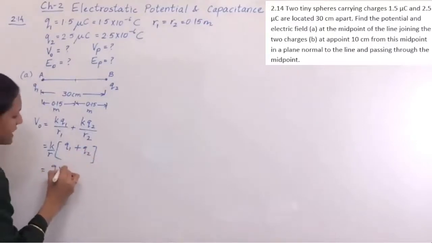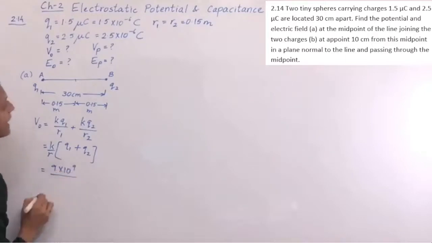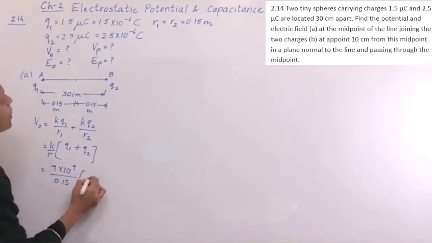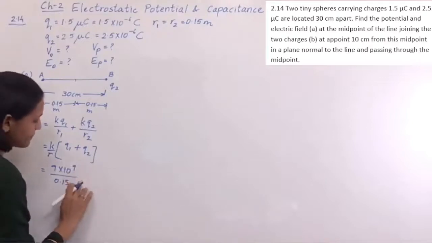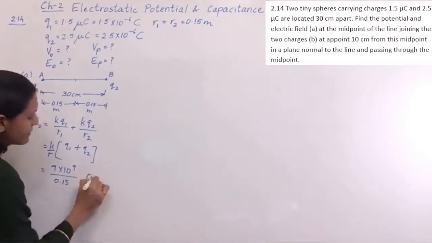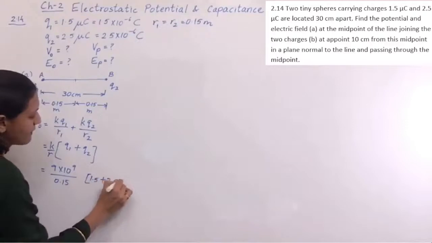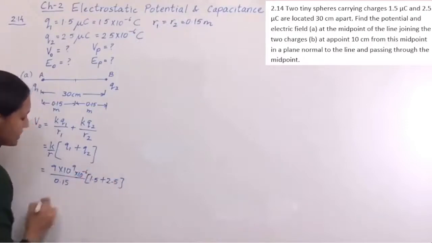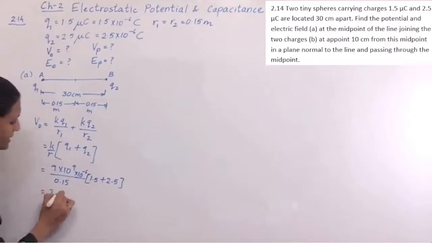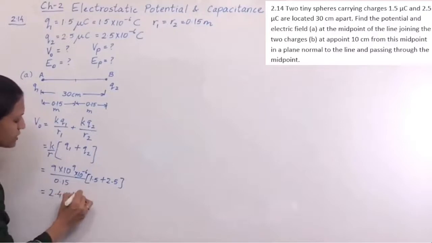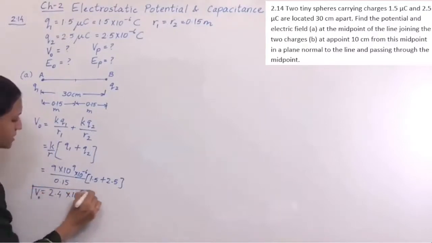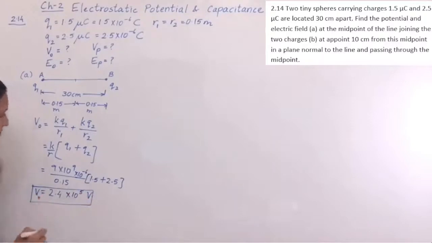So k is 9 into 10 raised to 9, R is 0.15, into 1.5 plus 2.5, into 10 raised to minus 6, which has been taken out as common. So at the end you will get the answer for V0 as 2.4 into 10 raised to 5 volt. This is the potential at the center.